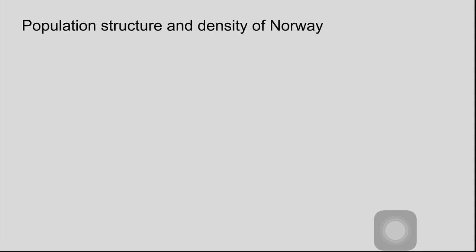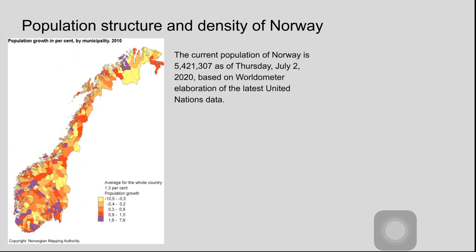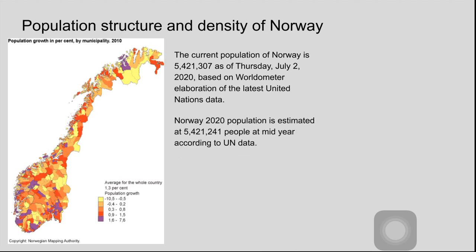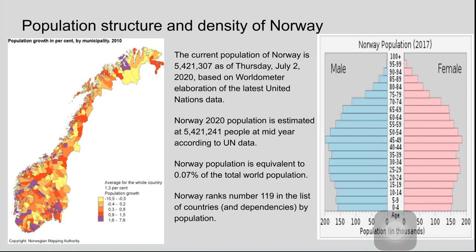So next is population structure and density of Norway. According to the United Nations, the current population of Norway is 5,421,307 as of Thursday, July 2, 2020, based on Worldometer elaboration of the latest United Nations data. Norway's 2020 population is estimated at 5,421,241 people at mid-year. Norway's population is equivalent to 0.07% of the total world population, and Norway ranks number 119 in the list of countries and dependencies by population.